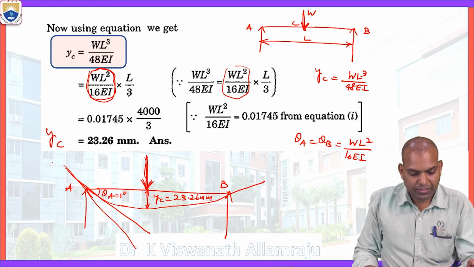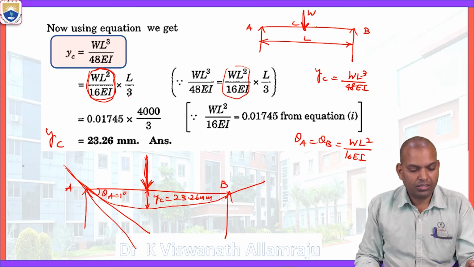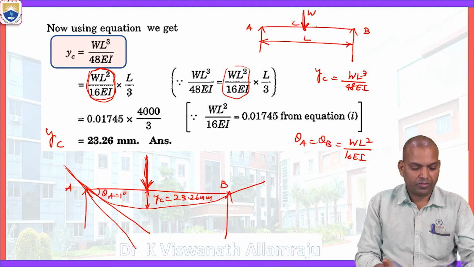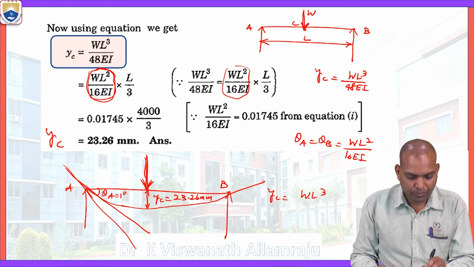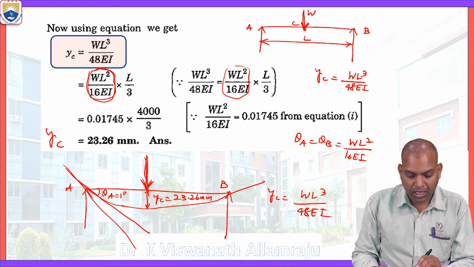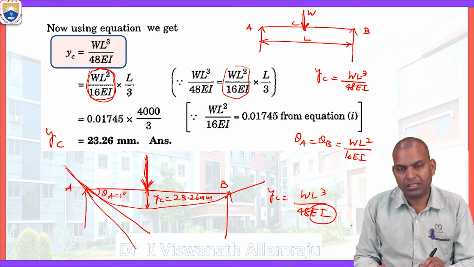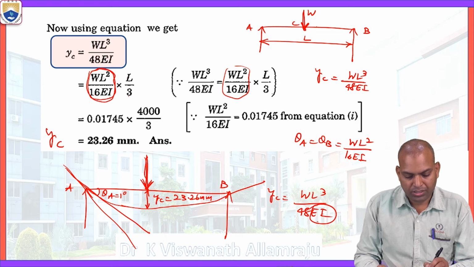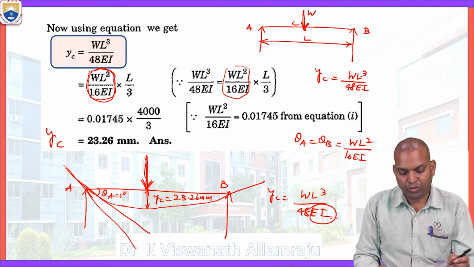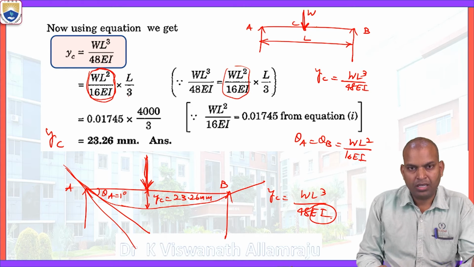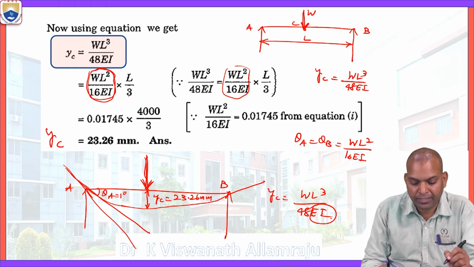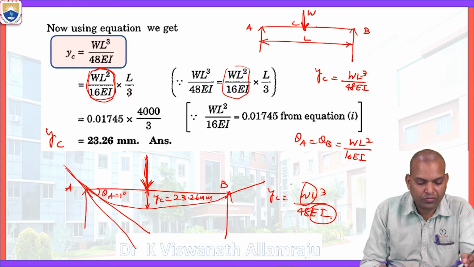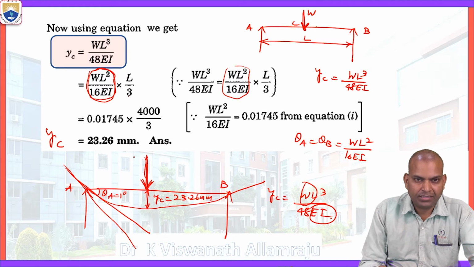After knowing this deflection, we can find out how much weight the beam is subjected to, even though it is not asked. What is the procedure for this? We know that YC equals WL cube by 48 times EI. One value is known, but there are two more unknowns, the E and I values. Suppose we know the material and the section geometry of the beam, then we can find out how much weight is acting on the beam.